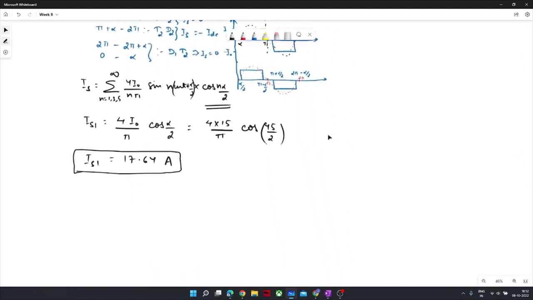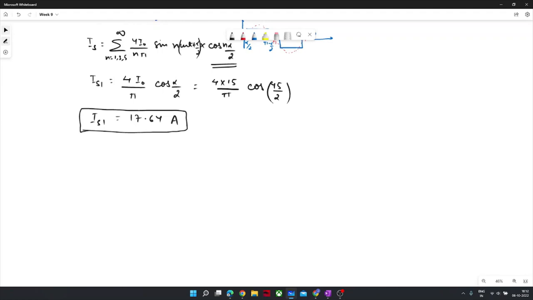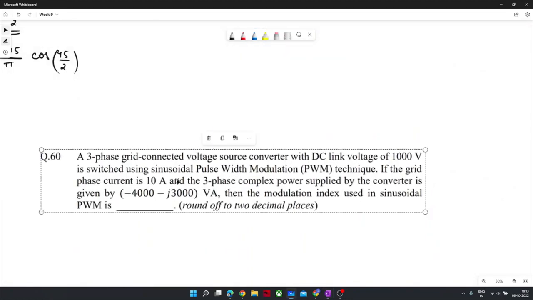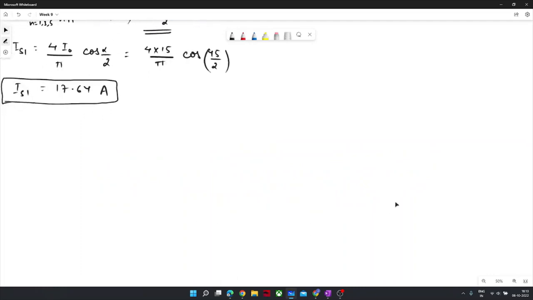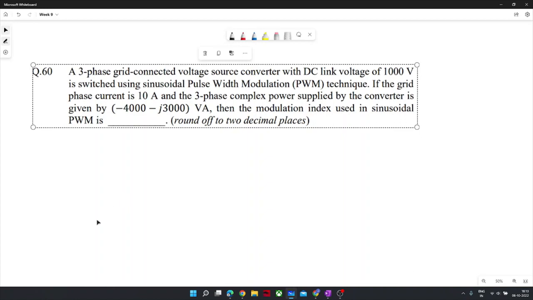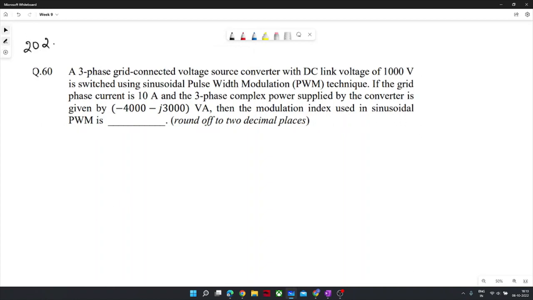This problem is based on sine PWM, and this problem was also asked this year only. This is the problem. You can read here. This also asked for 2 marks.